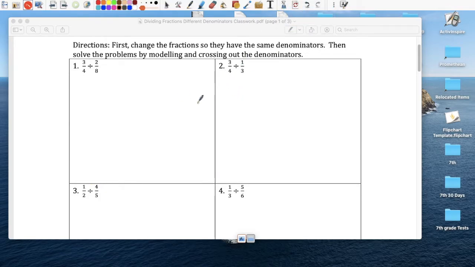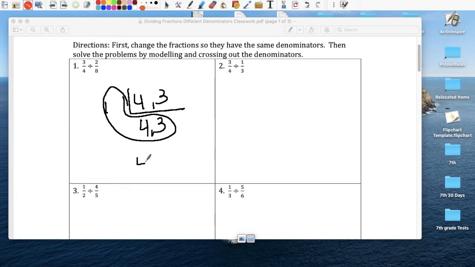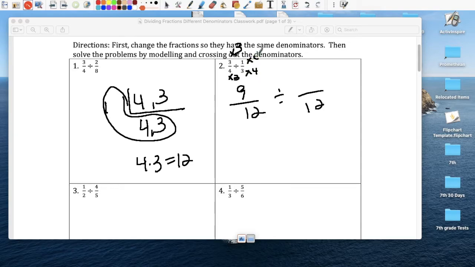LCM between 4 and 3 is 12, right? 1 is the only number that goes into 4 and 3. So we multiply 1 times 4 times 3. And that gives us 12. So let's change both fractions to 12. How did the 4 become a 12? Times 3. Which means I multiply the top by 3 and I get 9. How did the 3 become a 12? Times 4. So I multiply the top by 4 and I get 4.